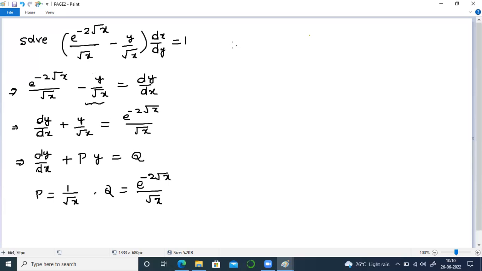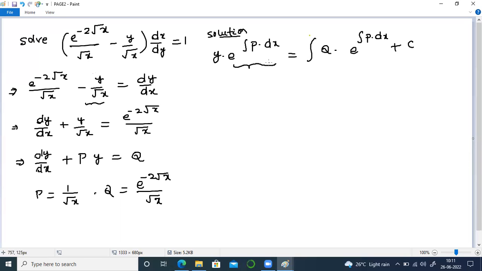So now what is the solution? We know that the solution is y into e power integration of p dx is equal to integration of q into e power integration of p dx, plus a constant. Firstly, by looking at this equation, it may be a little complex. So what I do is calculate the integrating factor first. We know that the integrating factor is e power integration of p dx. So first let me solve that one.